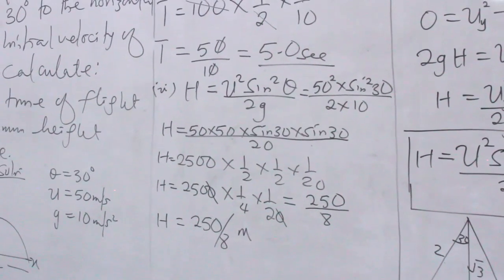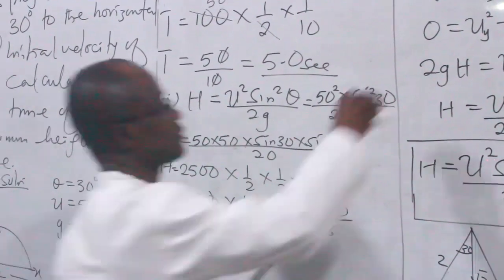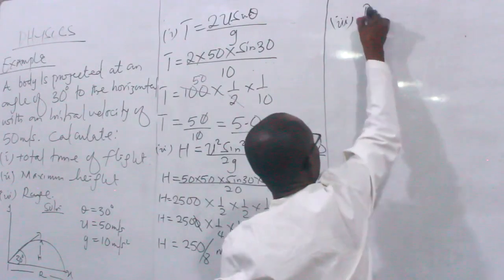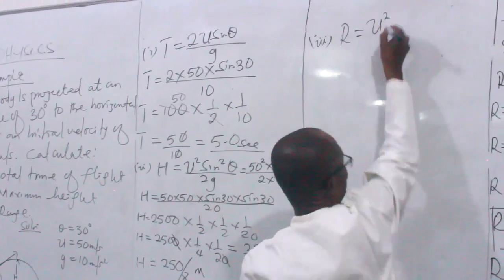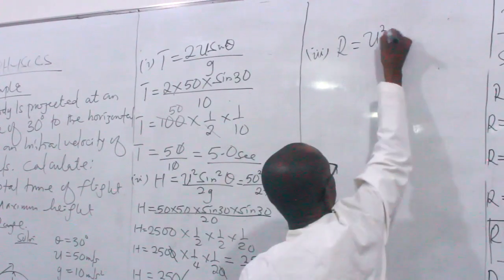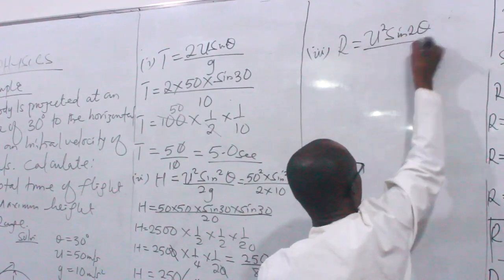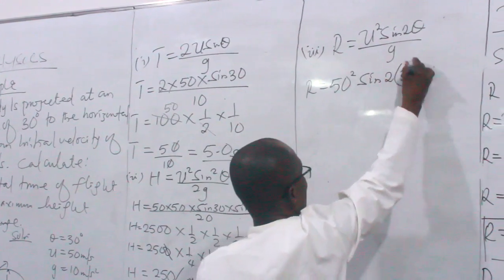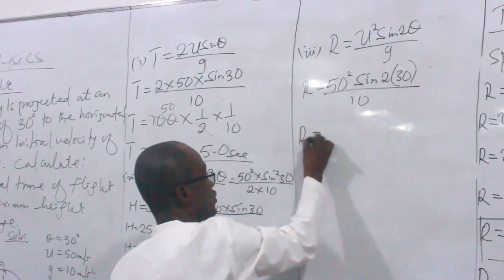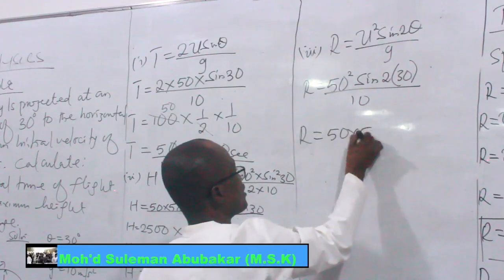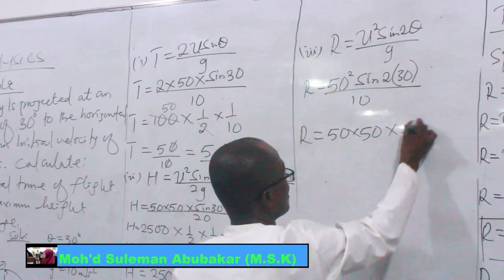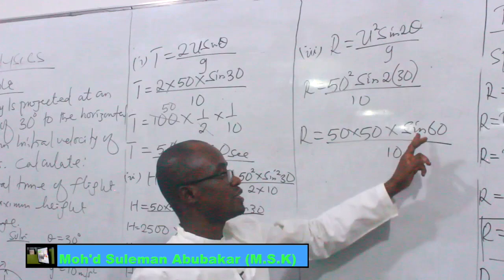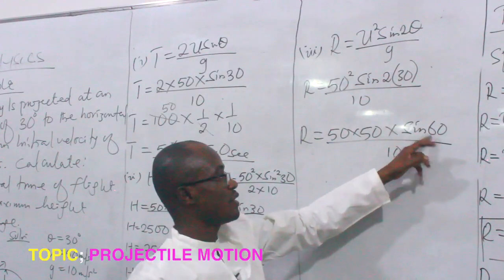So the next again is the range. All right, then the last is the range. Range equals u squared sine 2 theta over g. So the range will be equal to 50 times 50 times sine 2 into 30, all divided by 10. So the range will then be equal to 50 times 50 times sine 60 all divided by 10. Why? Because 2 times 30 is 60. Meanwhile, theta is under the function of sine.